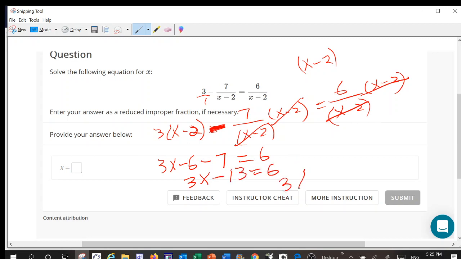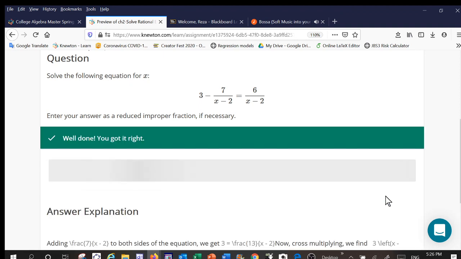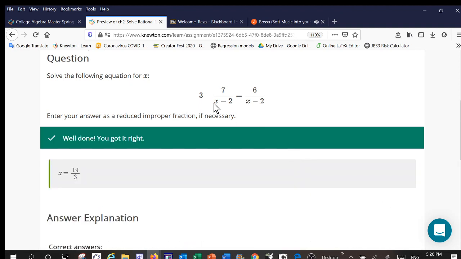So that means 3x equals 19. We move the 13 to the other side. So x is 19 divided by 3. Okay? 19 divided by 3. And again, it doesn't make any of the denominators 0, so it's a good solution.